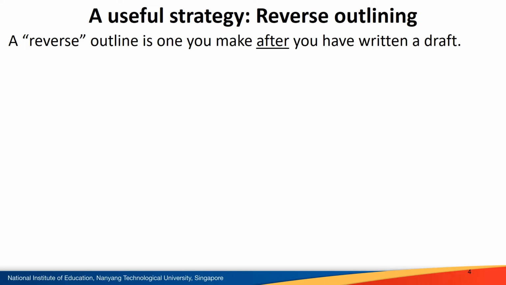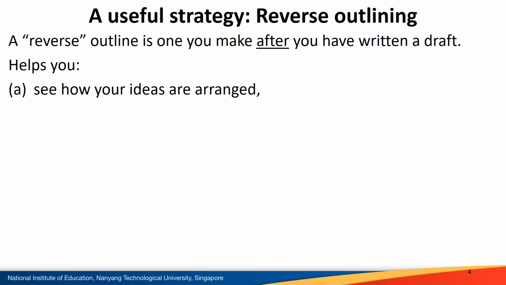A useful strategy in reorganizing your writing is reverse outlining. A reverse outline is one that you make after you have written a draft. A reverse outline helps you to do a couple of things. Minimally, it helps you to see how your ideas are arranged.